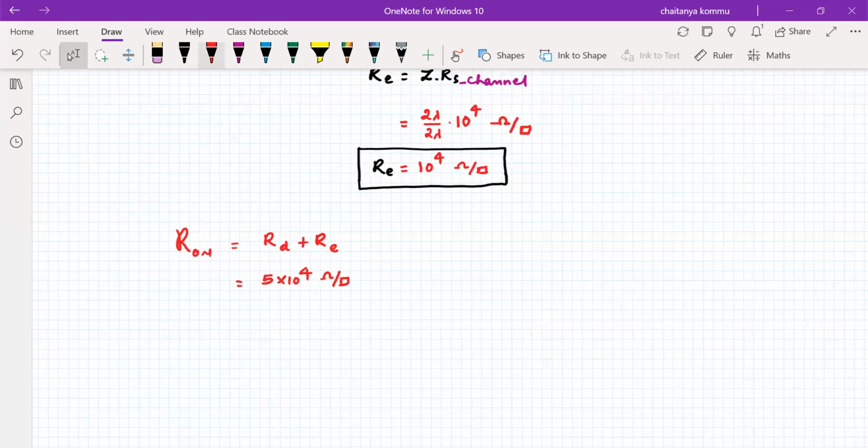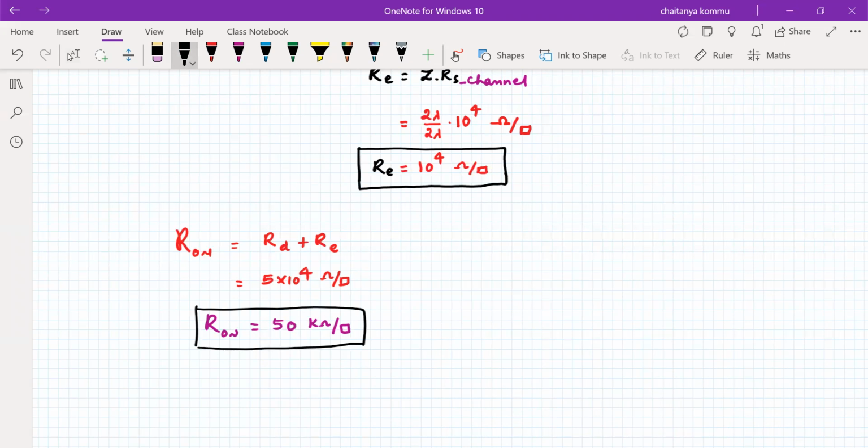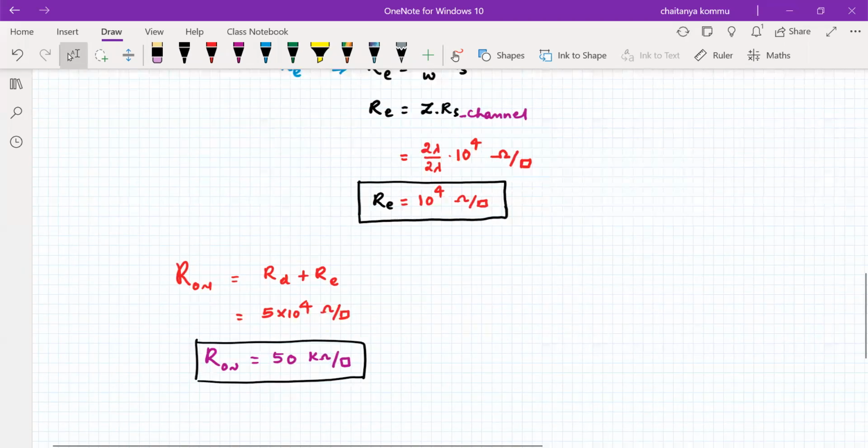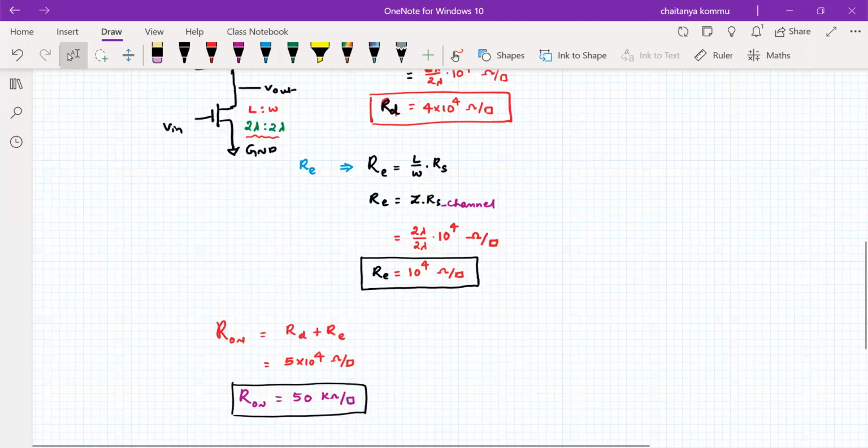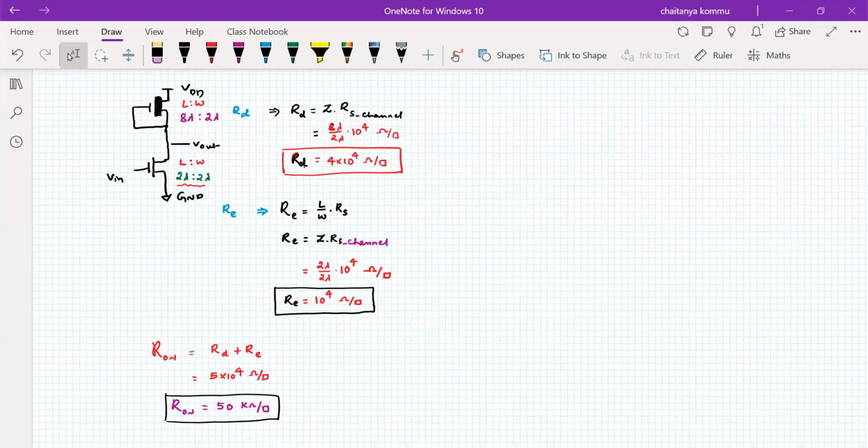Sometimes we can call it R on is equal to 50 kilo ohm per square. So can we write like this? Yes, it is possible to write. So 50 kilo ohm per square will be the on resistance of an NMOS inverter. Clear?